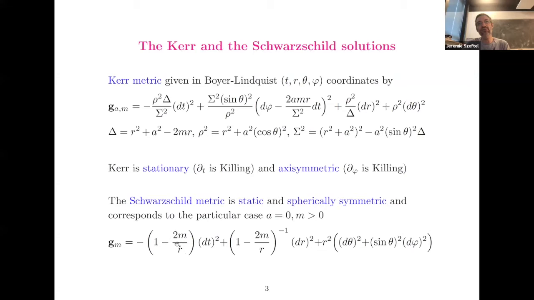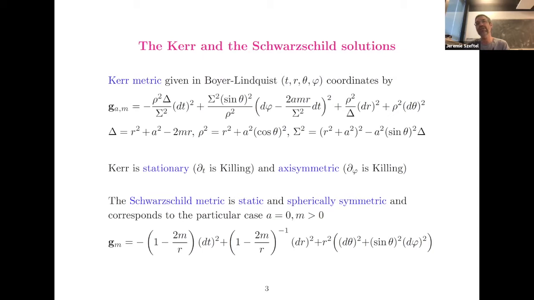However, when r becomes smaller, of course, this becomes very different from 1. And in particular, there seems to be a singularity at r equals 2m here. But in fact, it's not a true singularity. If we remember that there is general covariance, I can always change coordinates. This is in fact a coordinate singularity. I can remove it by a change of coordinates.